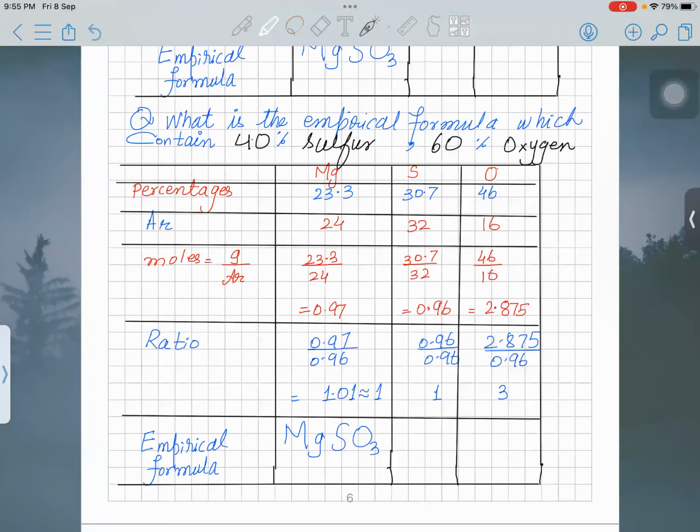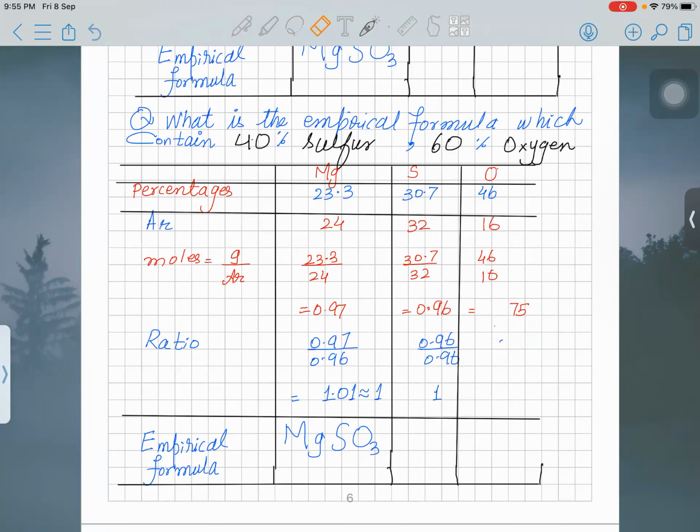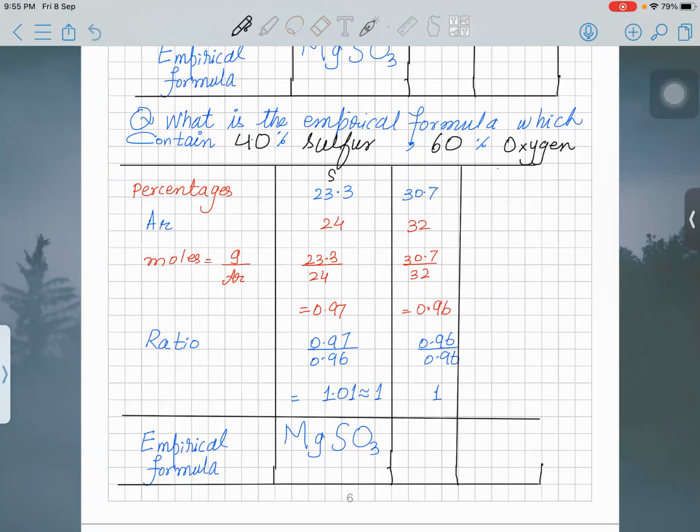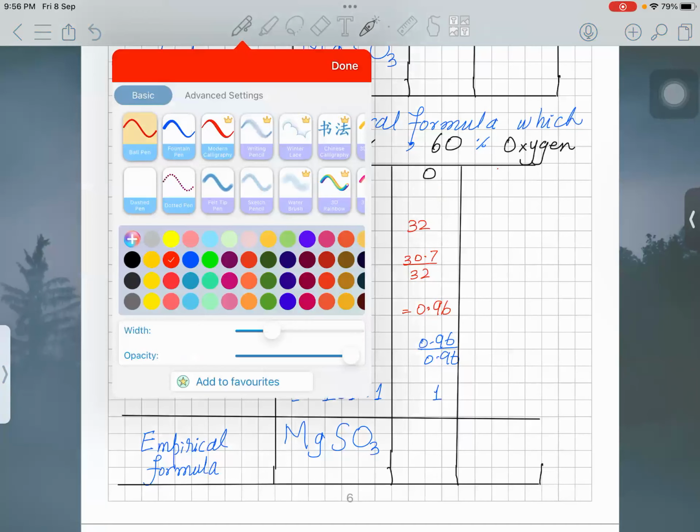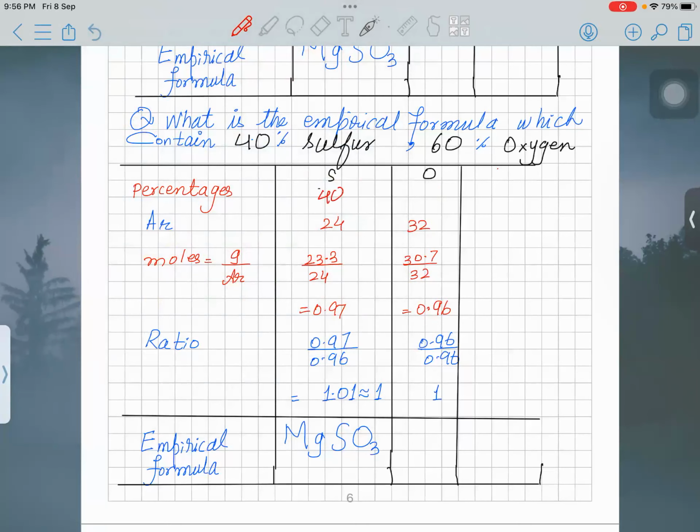Now, in this question, the elements are sulfur and oxygen. Here you have sulfur, here you have oxygen. So the percentages are 40 and 60. Now the atomic mass of sulfur is 32, and oxygen is 16.